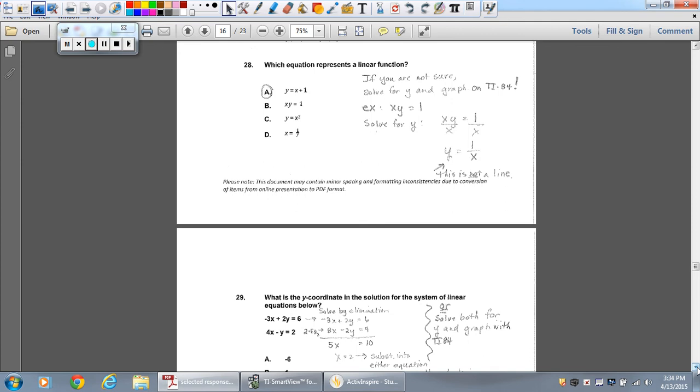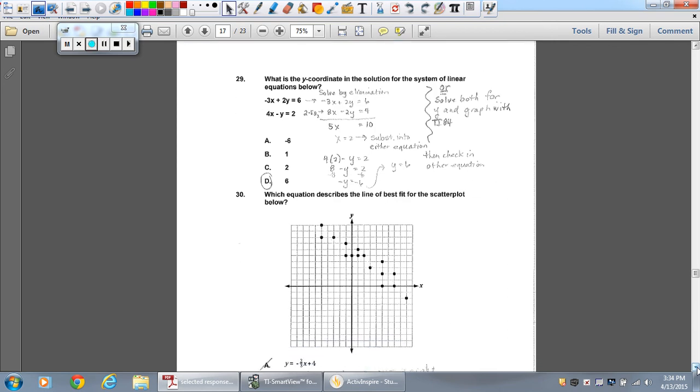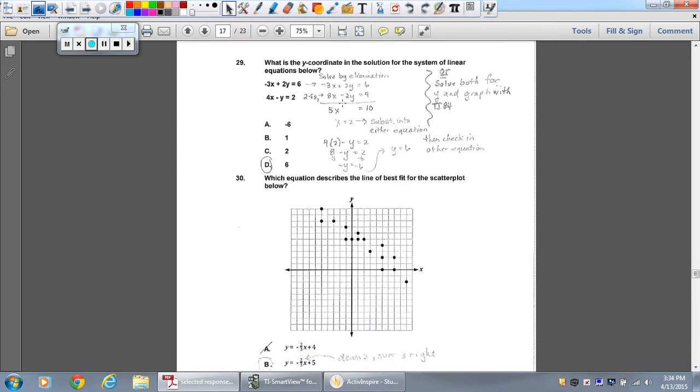Number 29, what is the y coordinate in the solution? So you're going to have to solve this one to be able to get the y coordinate. Both of these are in standard form.